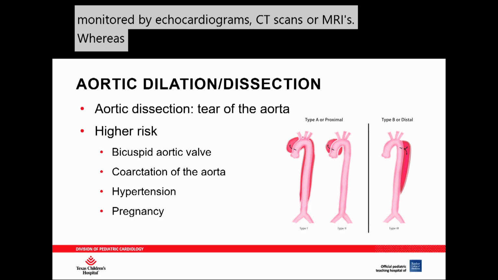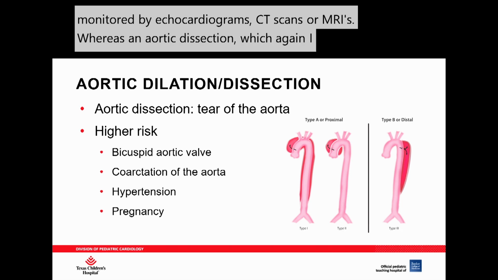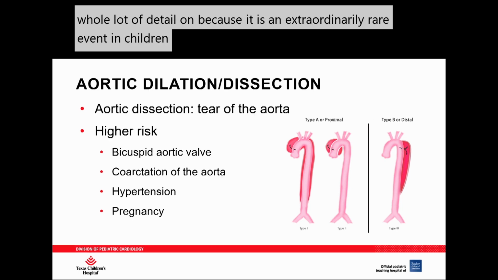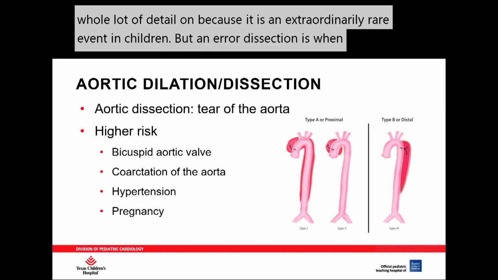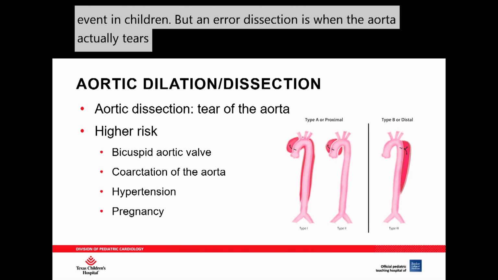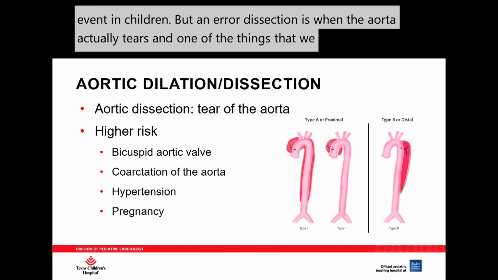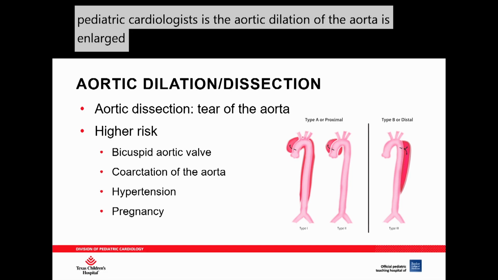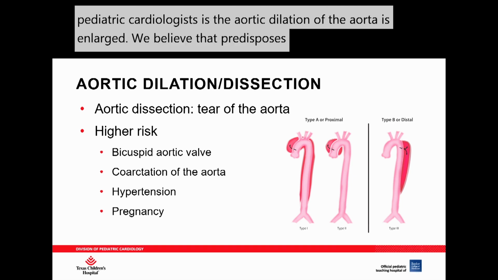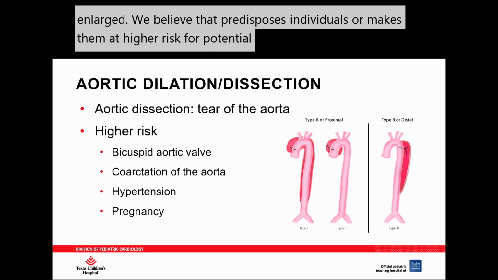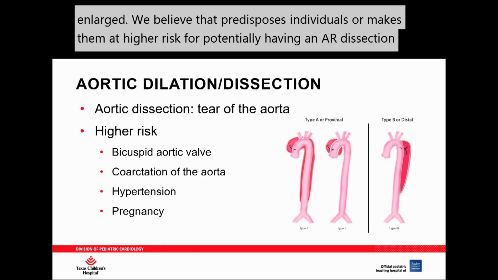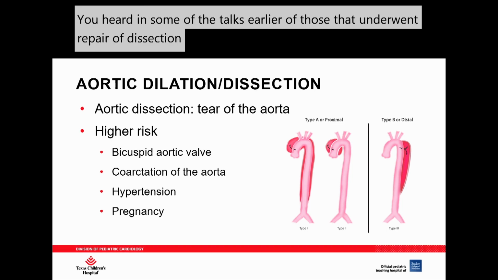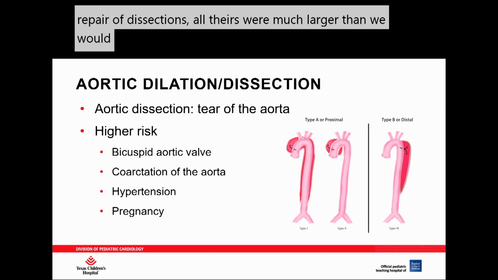Whereas an aortic dissection, which again, I won't go into a whole lot of detail on because it's an extraordinarily rare event in children, is when the aorta actually tears. And one of the things that we care about as pediatric cardiologists is the aortic dilation. If the aorta is enlarged, we believe that predisposes individuals or makes them at higher risk for potentially having an aortic dissection. You heard in some of the talks earlier of those that underwent repair of dissections, all the aortas were much larger than we would expect for someone's age and size.